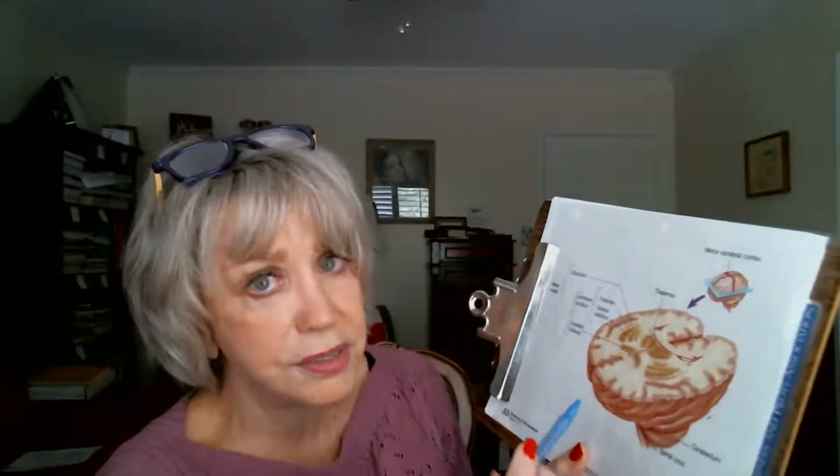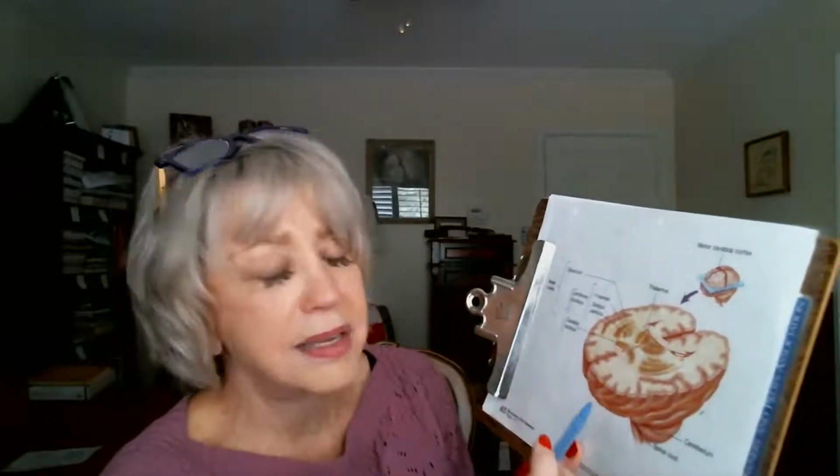Now, these darker areas that you see right here are referred to as the basal nuclei. Now, again, a nuclei in the central nervous system is a bunch of cell bodies. And of course, these cell bodies don't have myelin on their dendrites or on the cell body itself.